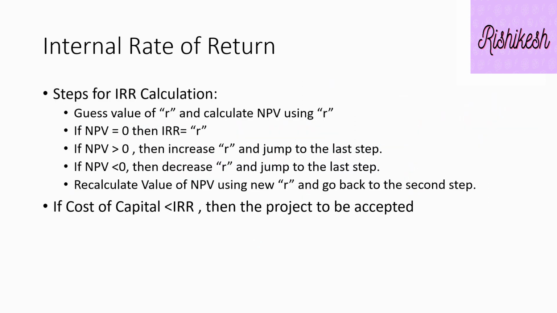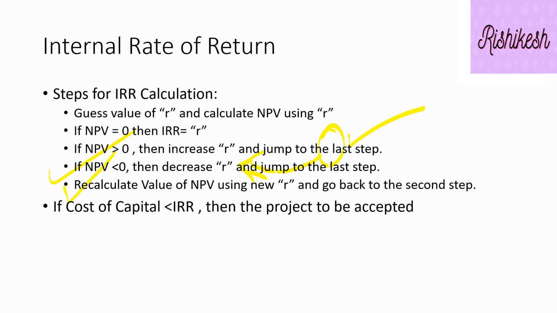Now, how to calculate IRR? We'll go step by step on how to calculate IRR. Now let us see. The first thing you have to do is guess the value of r and calculate NPV using that r. So you guessed a value of the discount rate, that is small r, and then you went on to calculate the NPV using r. Now one case is that you got NPV to be zero, then that r becomes your IRR. It ends over here if the NPV is coming out to be zero.